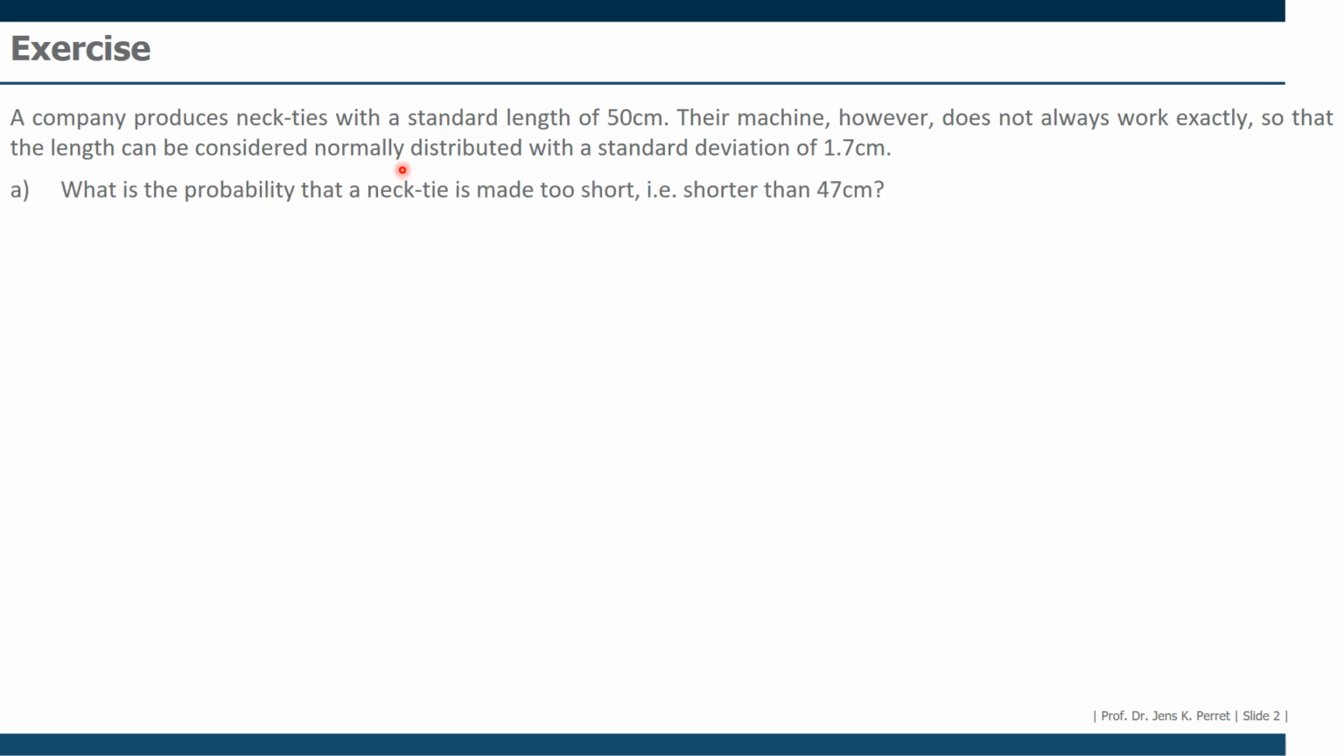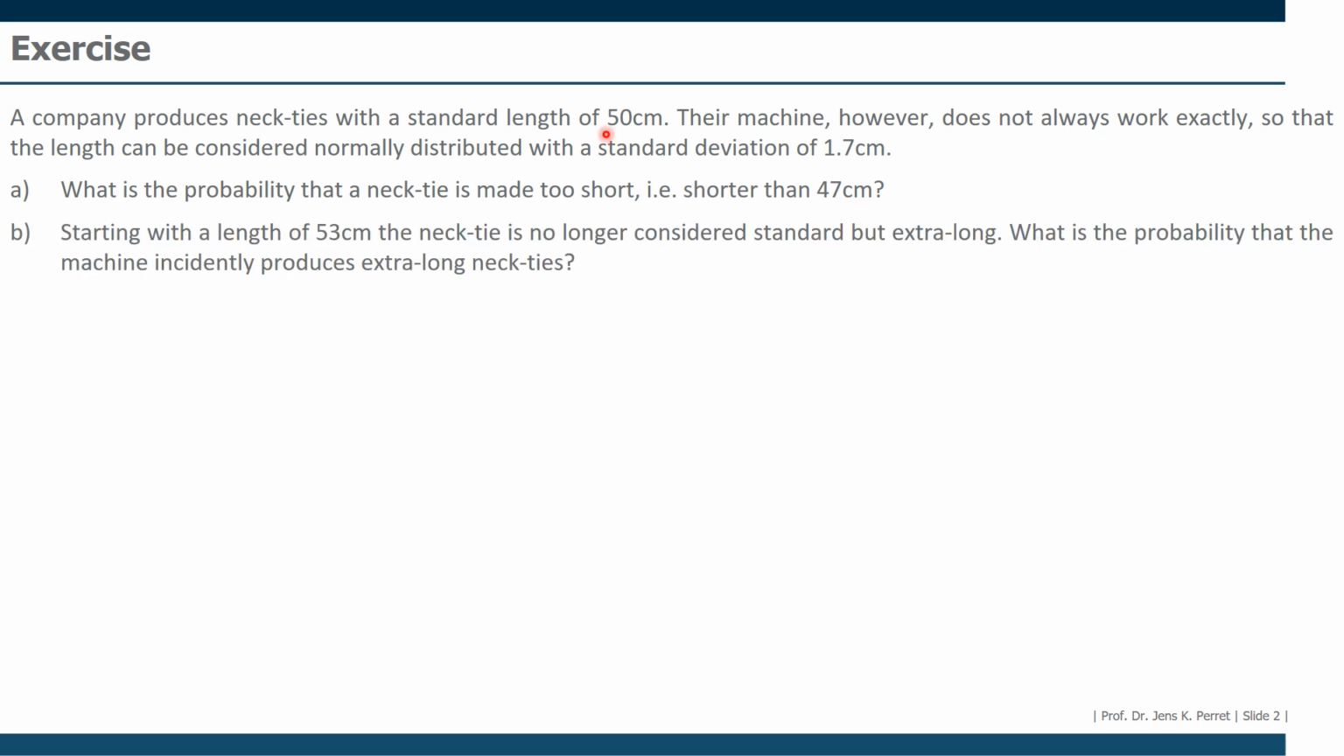So the first part is, what is the probability that a necktie is made too short? That is shorter than 47 centimeters. Second, starting with a length of 53 centimeters, the necktie is no longer considered standard but extra long. What is the probability that the machine incidentally produces extra long neckties?